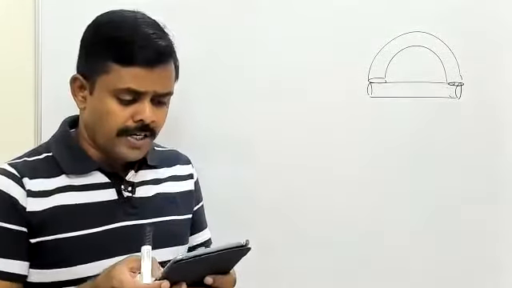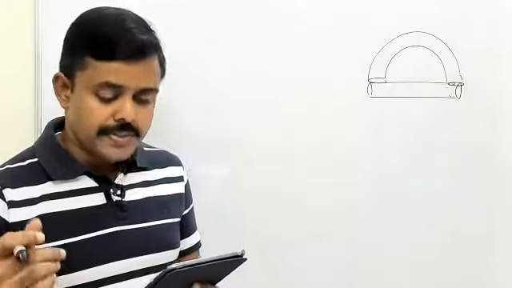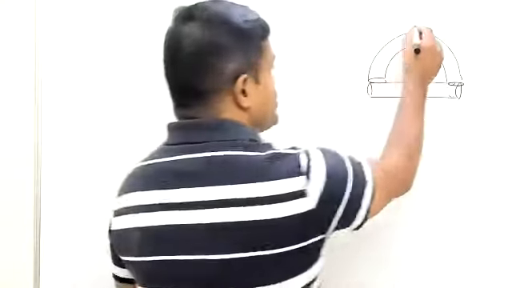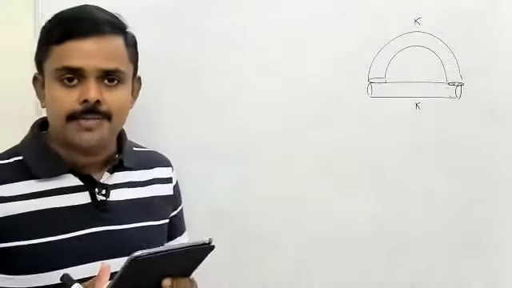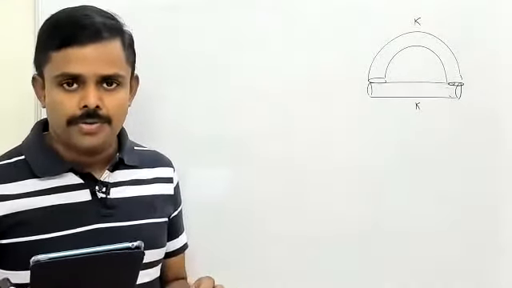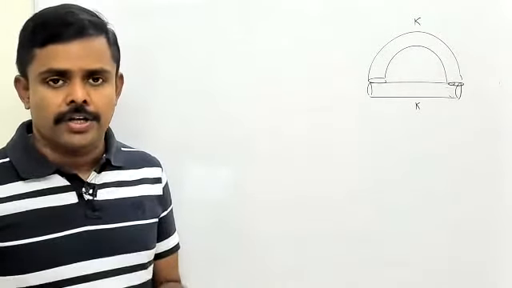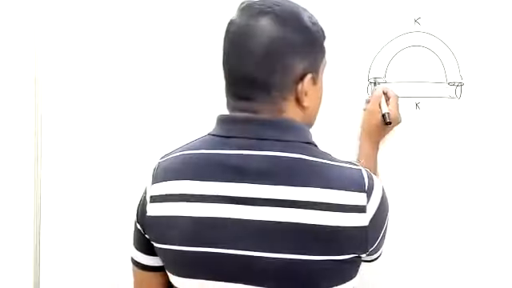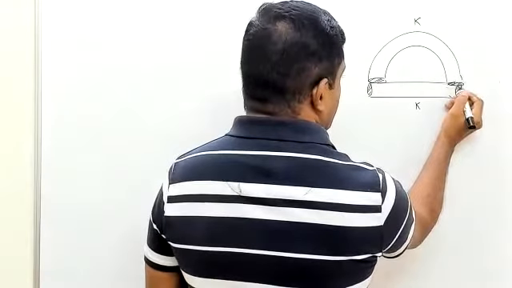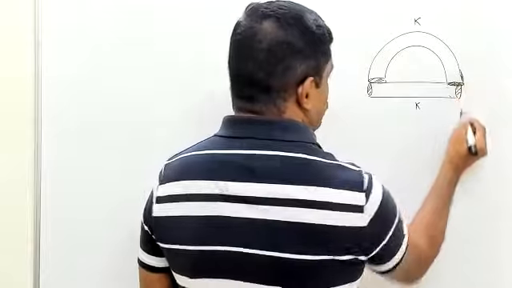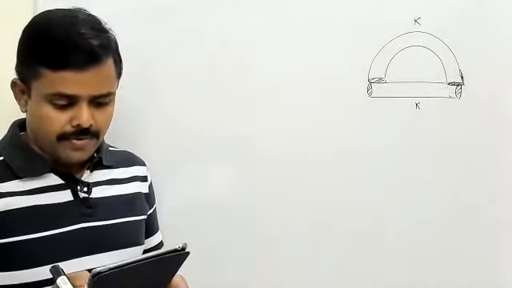Two rods, one of semicircular shape and the other straight, of same material. Same material means thermal conductivity will be same for both. They are made up of same material and same cross-sectional area are joined. Area here and area here are the same. They are talking about cross-sectional area here, right? Cross-sectional area is the same for both.